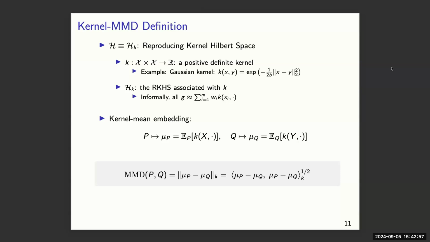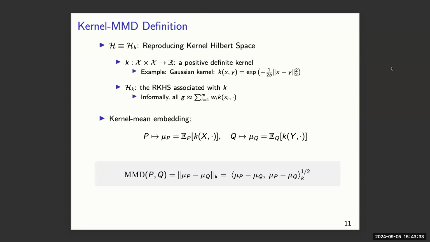The second one is the mean embedding map. It turns out a reasonably good map to take is the following. To each P, we assign this term mu of P, which is the expectation of K of X, which is centered at the random variable X. Now, once we have settled on these two components, we can define the distance between P and Q as the norm of the difference between mu P and mu Q. And because it's an inner product space, we can write it as the square root of the inner product of mu P minus mu Q with itself.